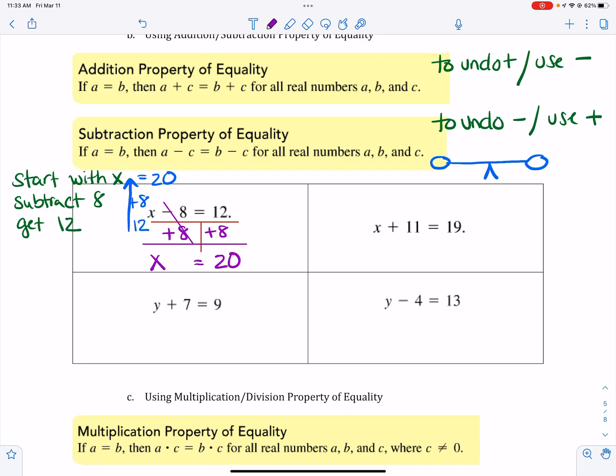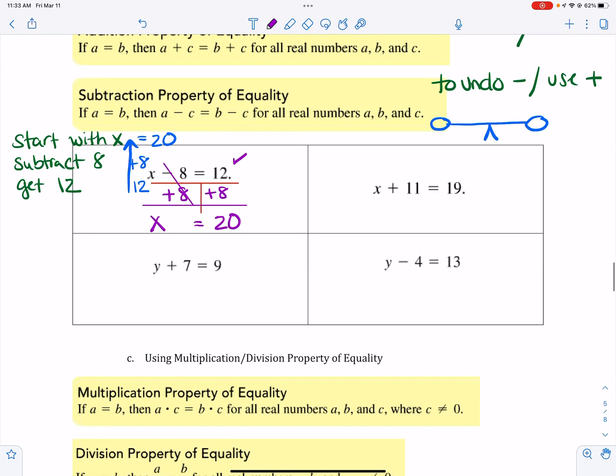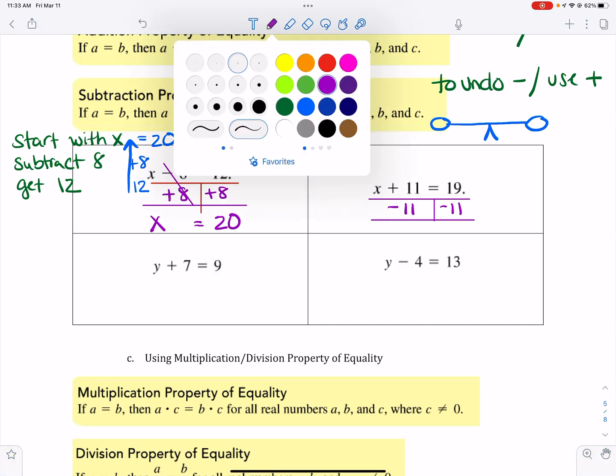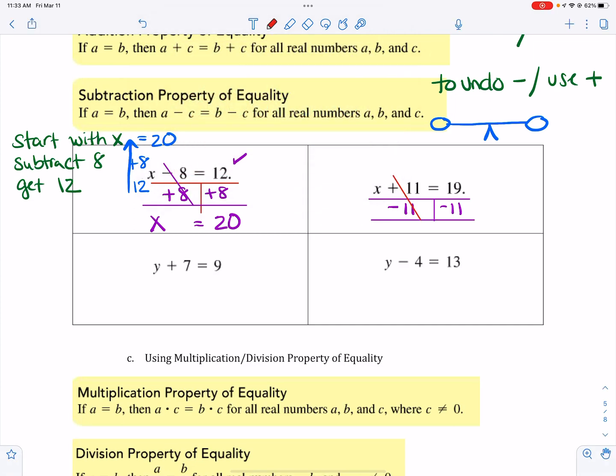And the good thing about equations is that you can always check, because I can take 20 minus 8, and that does give me 12. Okay, so to undo subtraction, you use addition. Now we're going to go to this one, and we're going to undo addition by subtracting 11 from both sides. And then 11 minus 11 is 0. And so 19 minus 11 gives me 8. And then I can check 8 plus 11 does give me 19.